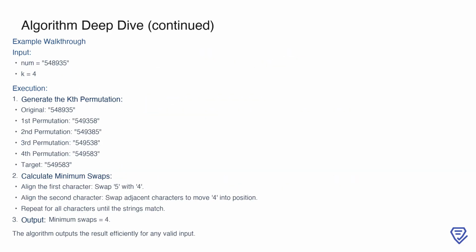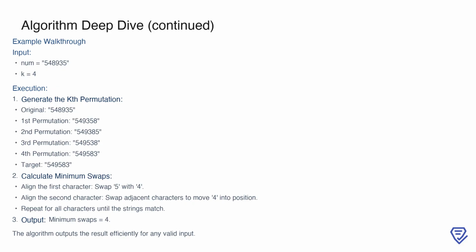Let's apply the algorithm to an example. Suppose we are given the string number equals 548935 and k equals 4. First, we generate the kth permutation. Starting with the original string, the first permutation is 549358, followed by 549385, 549538, and finally, the fourth permutation, 549583. This becomes our target string.